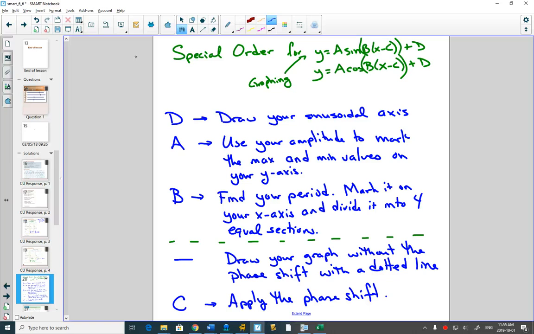So I call this, very creative name for this technique, DAB-C. And that tells you the order. You're going to start with your d value, then your a value, then your b value. There's a dash there to remind you need to draw it with a dotted line, and then you apply your phase shift in the end. So we're going to do an example at the bottom of the page to see what this looks like.